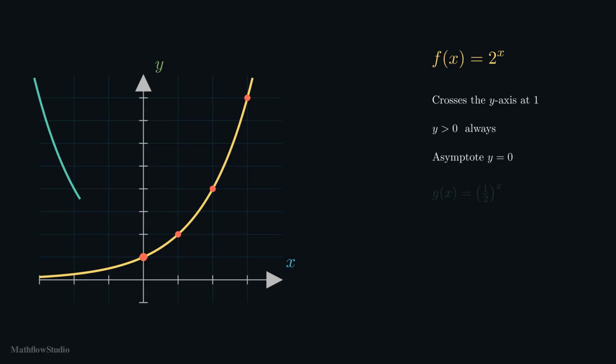If the base is between 0 and 1, like 1/2, it shrinks instead. In this case, we have a repeated halving. So an exponential function with a base above 1 grows, and an exponential function with a base below 1 decays.